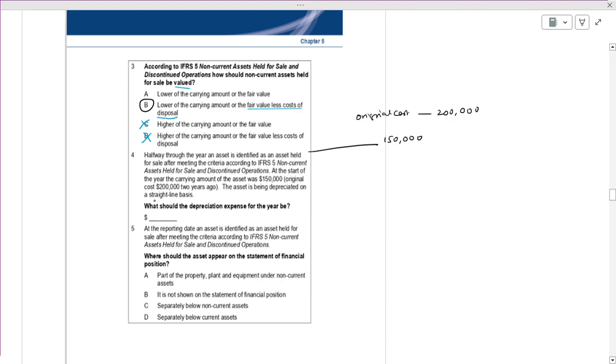See, in the examination also you do it like this only. It is an objective type question, so your concept should be clear. This is the carrying amount, 150. The asset is being depreciated on a straight line basis. What is the depreciation expense for the year?